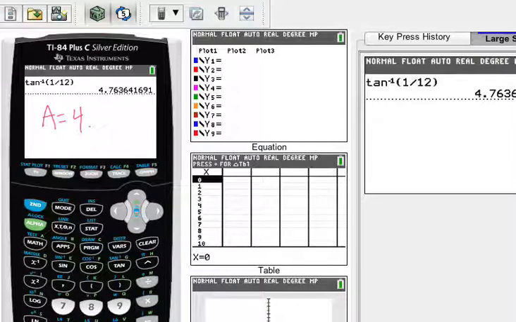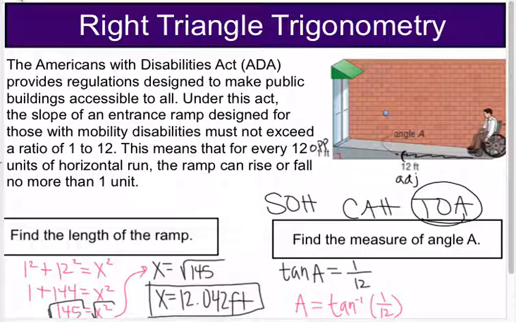and I'm going to round to 3 decimal places. So I look at this 3, that's the place I'm going to round to. This 6 tells me I need to go up. So it's 4.764 degrees. So I'm going to go ahead and put that on my note sheet. So A is equal to 4.764 degrees.